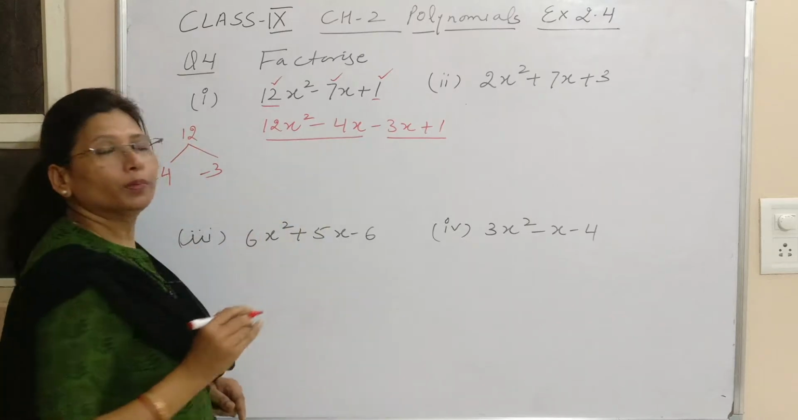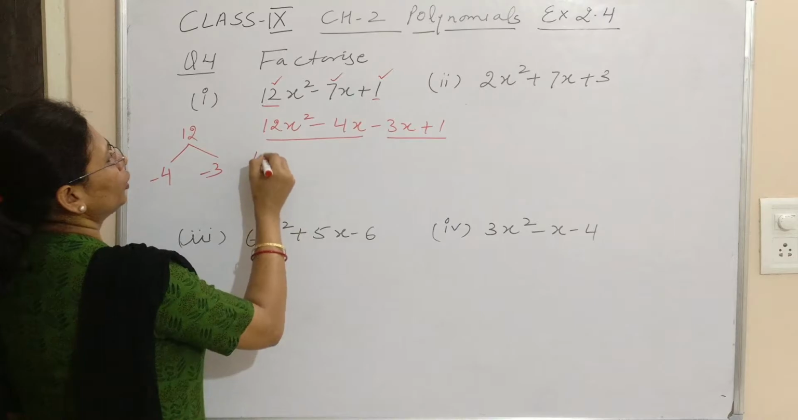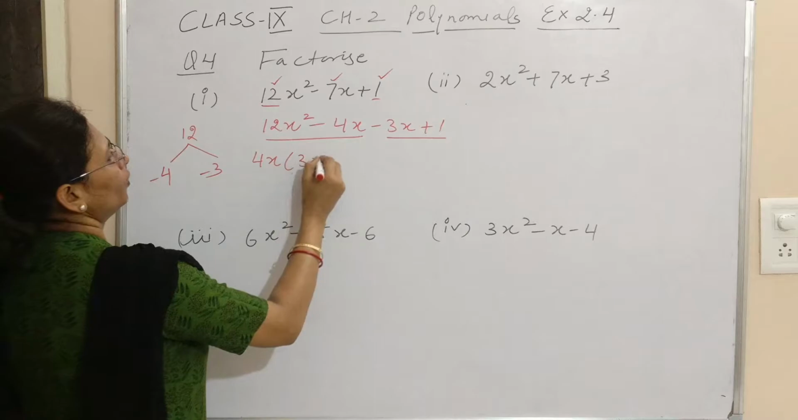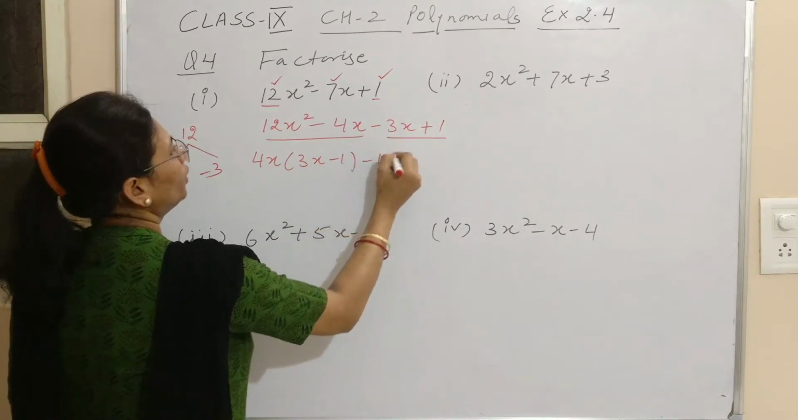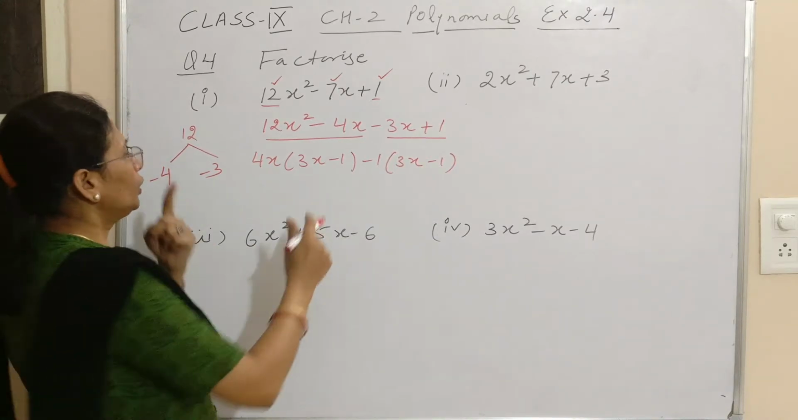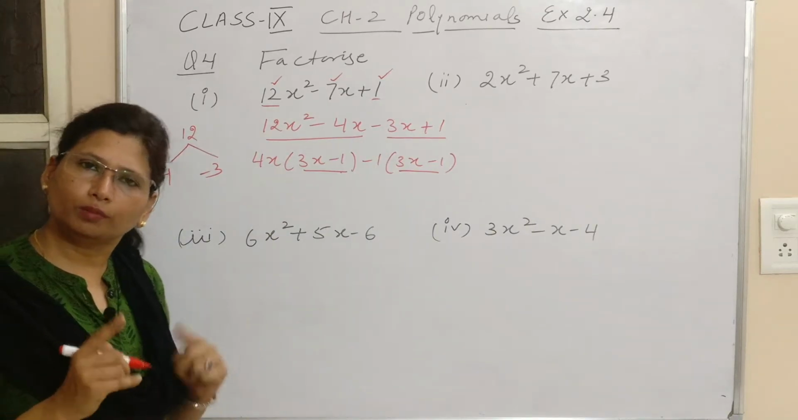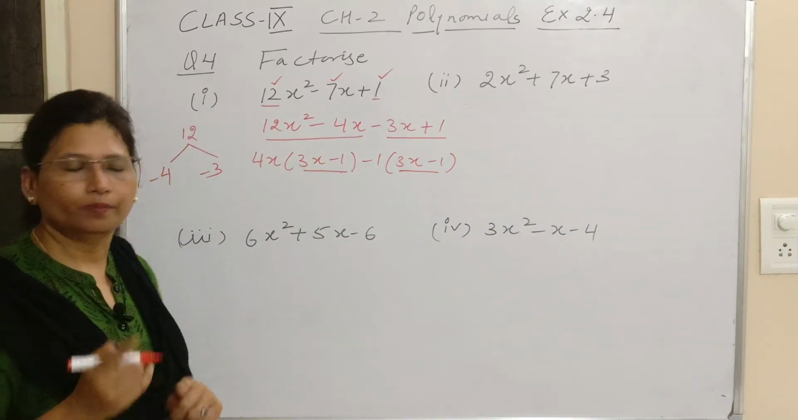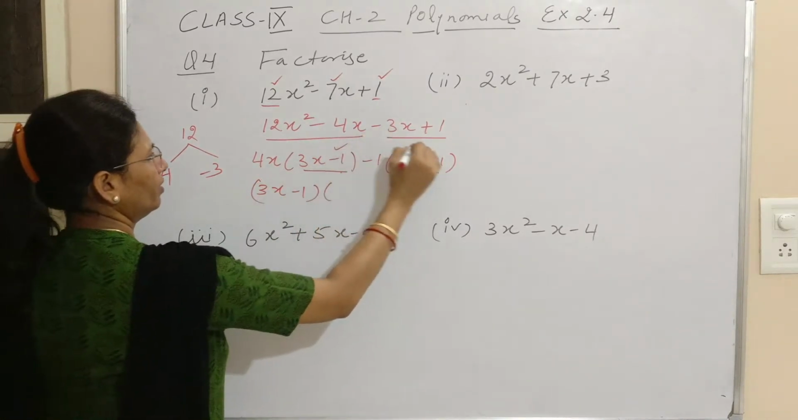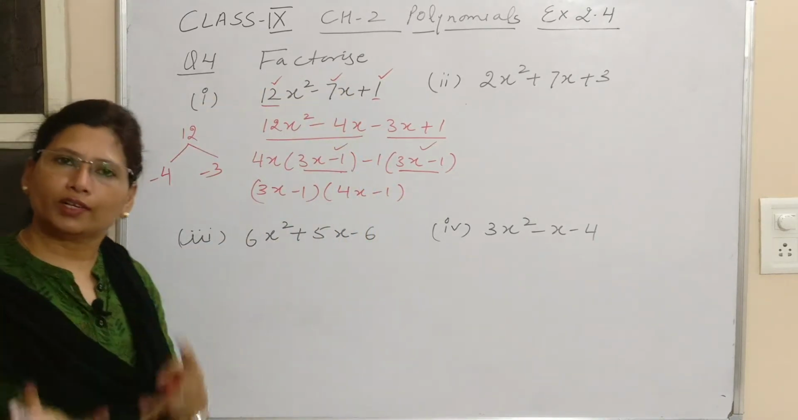Now pairing them up. Whatever term can be taken common between the first two terms, we'll take it out. 4x can be common, so 3x minus 1. Here minus 1 will be common, so 3x minus 1. The verification is that this factor should match with the second factor. If it is not matching, there is something wrong, so do it all over again. So here 3x minus 1, I'll take common. When you take it out, you are left with 4x minus 1. So hence the first term is factorized.